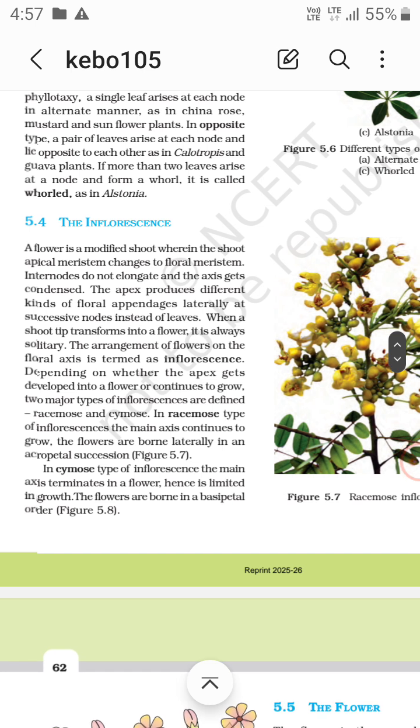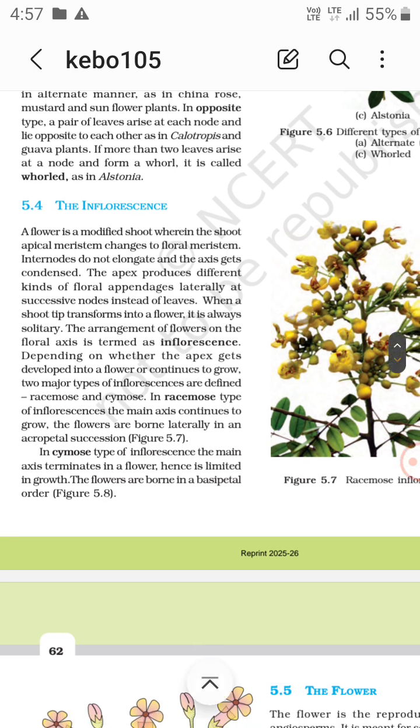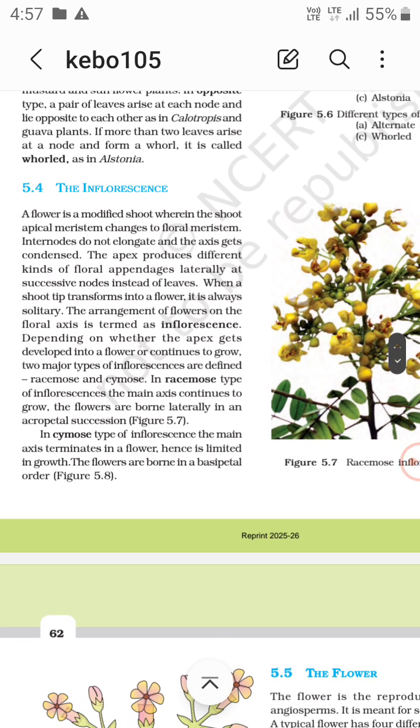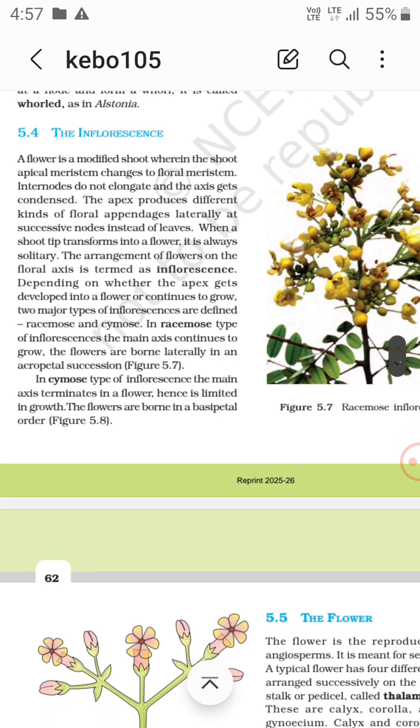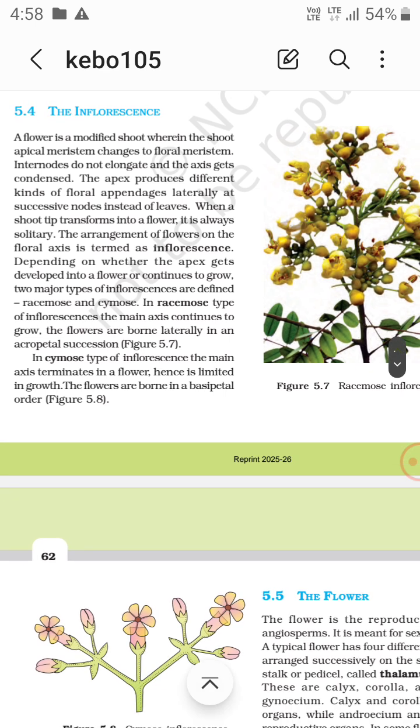Now inflorescence. In inflorescence, the shoot apical meristem changes to floral meristem. Okay, now internodes do not elongate and the axis gets condensed. The apex produces different kinds of floral appendages laterally at successive nodes instead of leaves. So when a shoot tip transforms into a flower, it is always solitary. Now arrangement of flowers on the floral axis, that is inflorescence.